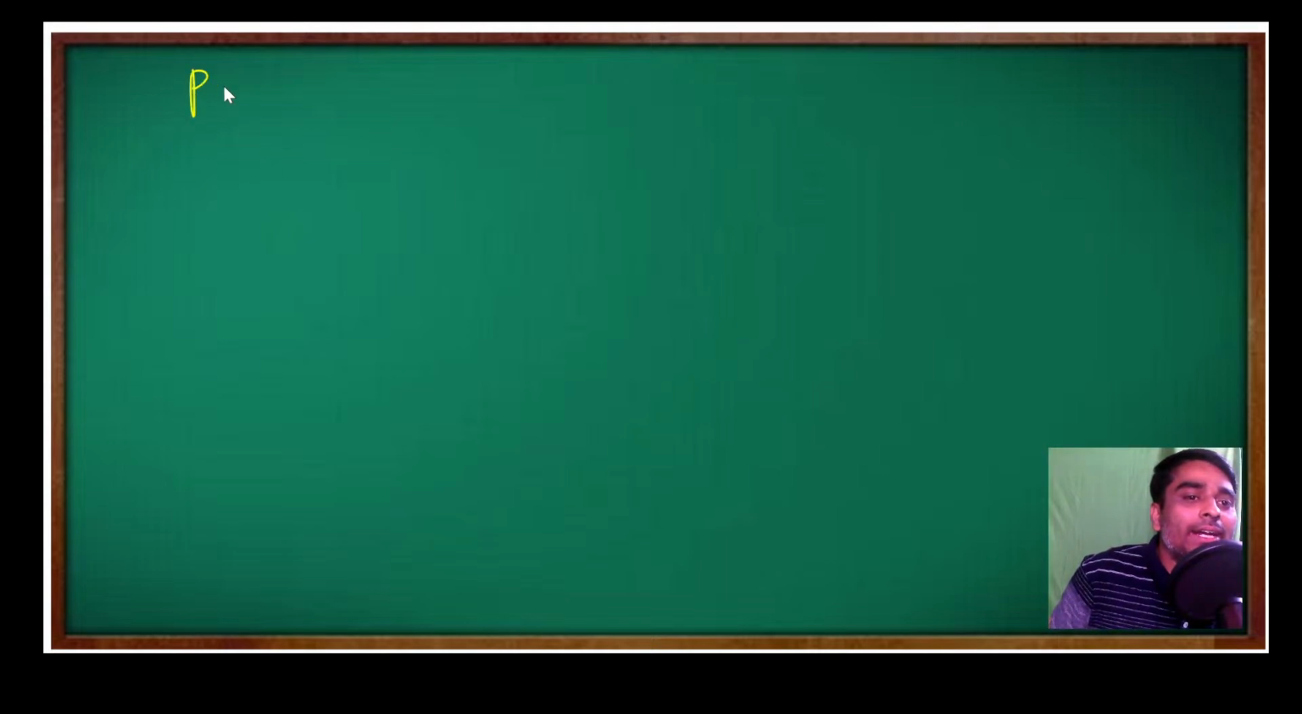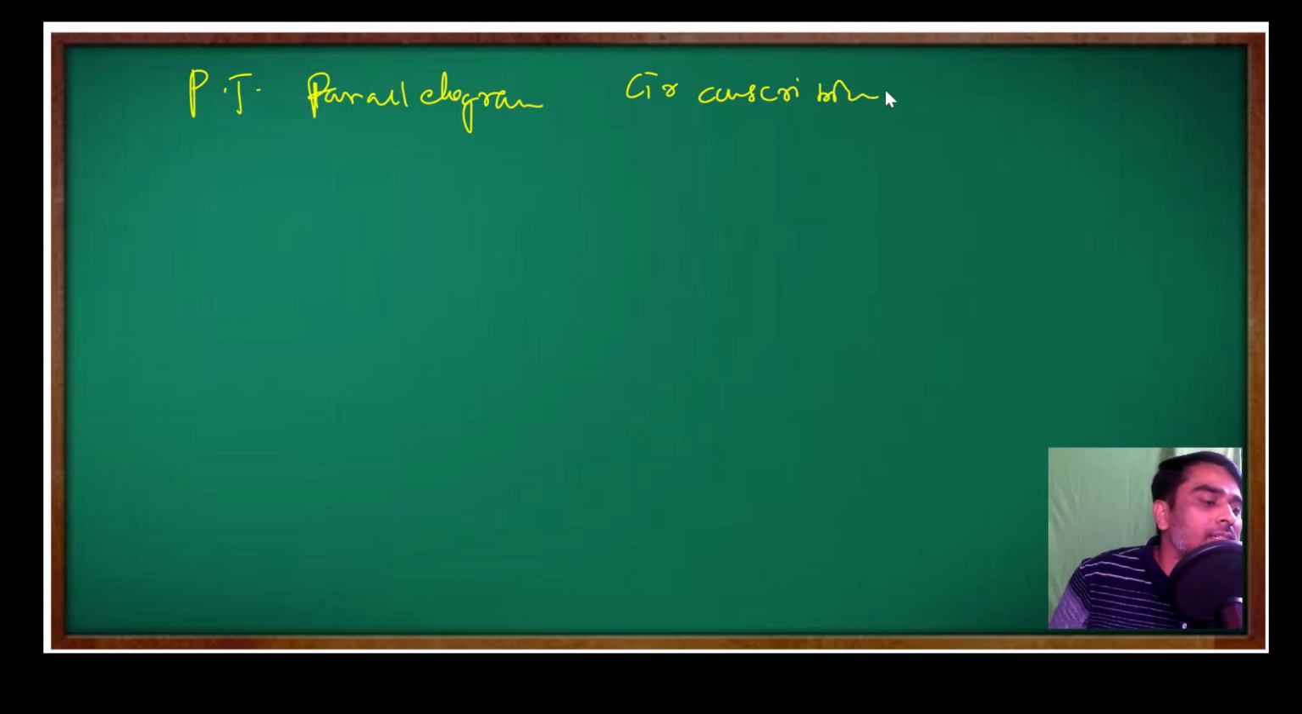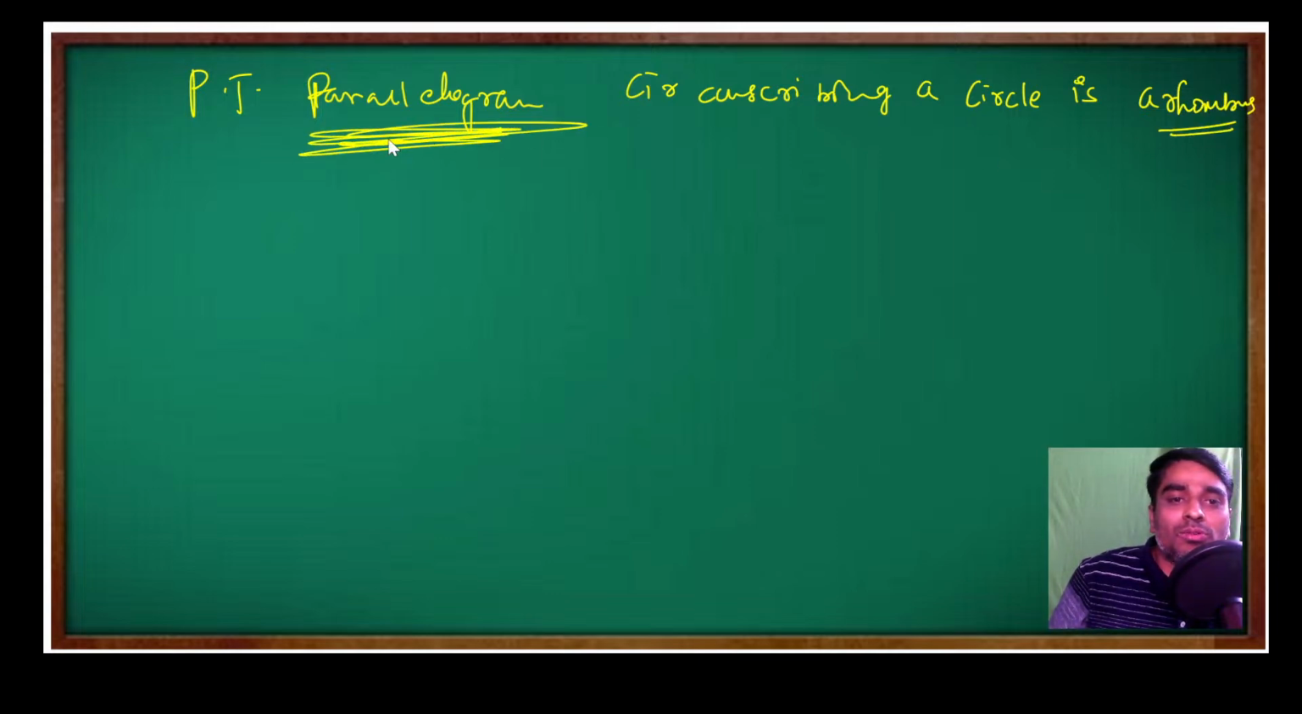Okay, prove that a parallelogram circumscribing a circle is a rhombus. You have to prove that, starting with the parallelogram and ending up with a rhombus. You know how to do? You need to start with the same question like this only.